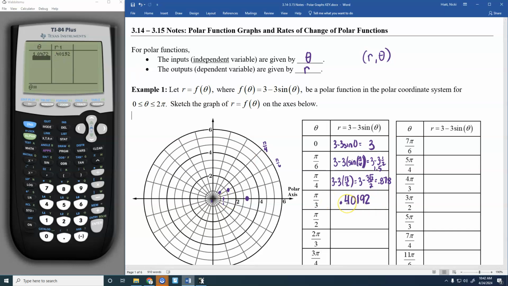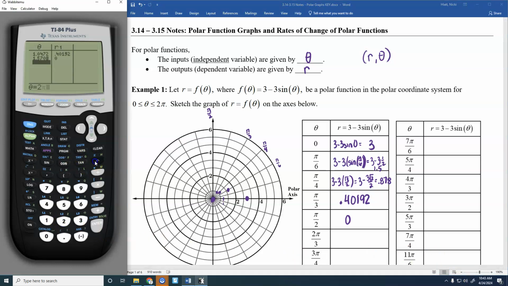So at pi over 3, which is right here, you won't have to graph one by hand. We're just trying to get an idea of what it would look like. So we got pi over 3. It's only about 0.4, so that's going to be about here. If we type in pi over 2, we get 0. So when we go towards pi over 2, we go 0. That's just going to be at the pole there.